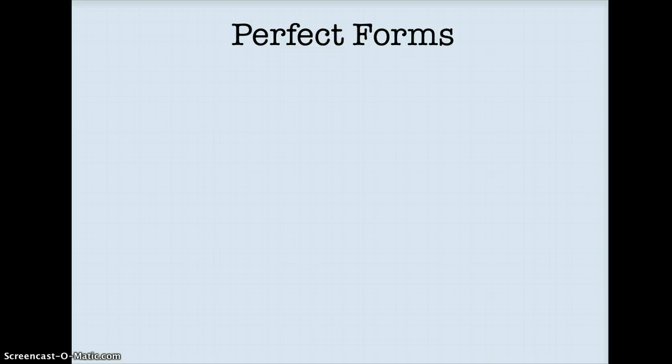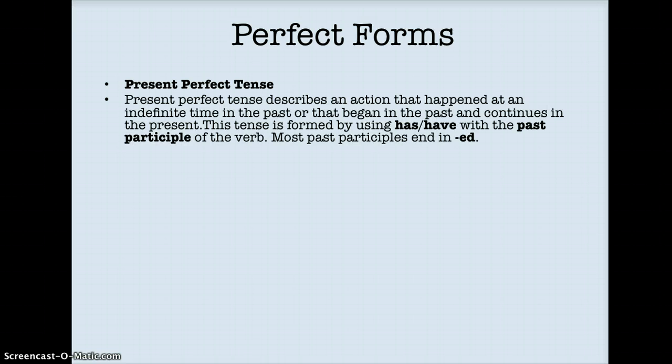So now we're talking about perfect forms of verb tenses. We will start with the present perfect tense. Essentially, the present perfect tense describes an action that happened at an indefinite time in the past or that began in the past and continues in the present. This tense is formed by using has or have with the past participle of the verb, and most past participles end in ed, such as he has lived here for many years.